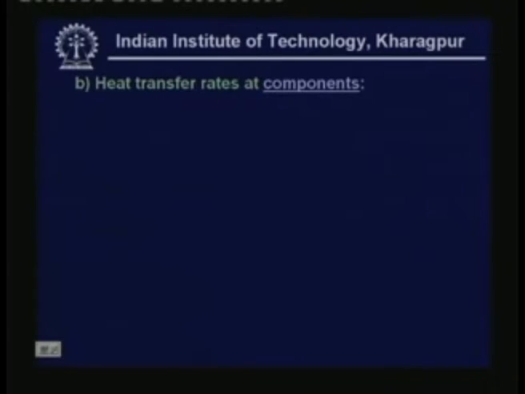So, we have found the required properties. Now, I mean required mass flow rates. Now, let us find out the heat transfer rates at various components. Evaporator QE is equal to 300 kilowatts. This is the information given in the problem itself.